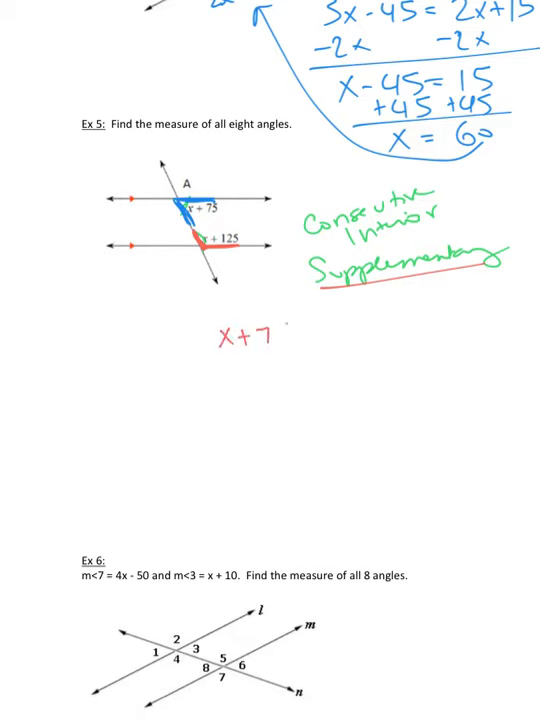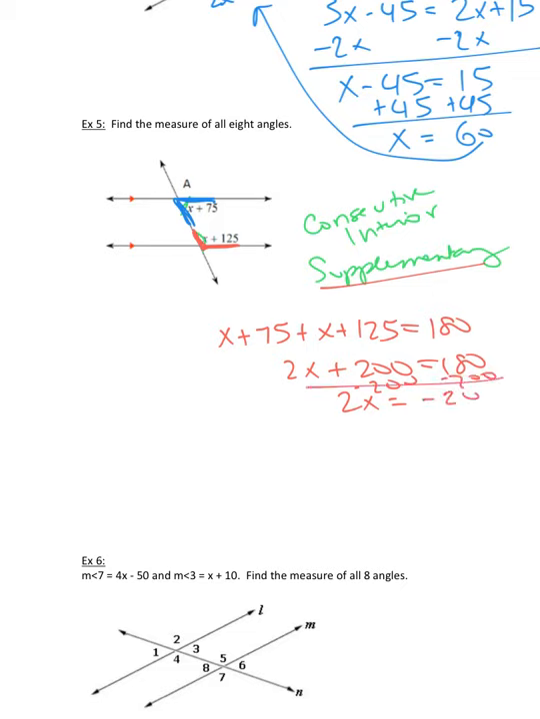So what I'm going to do is set up an equation that says x plus 75 plus x plus 125 is equal to 180. I'm going to combine like terms. I have 2x plus 200 equals 180. 2x equals, I'm going to subtract the 200, negative 20, x equals negative 10. And then you would plug that into your expressions to find each of the angles. And then our last one is example 6.